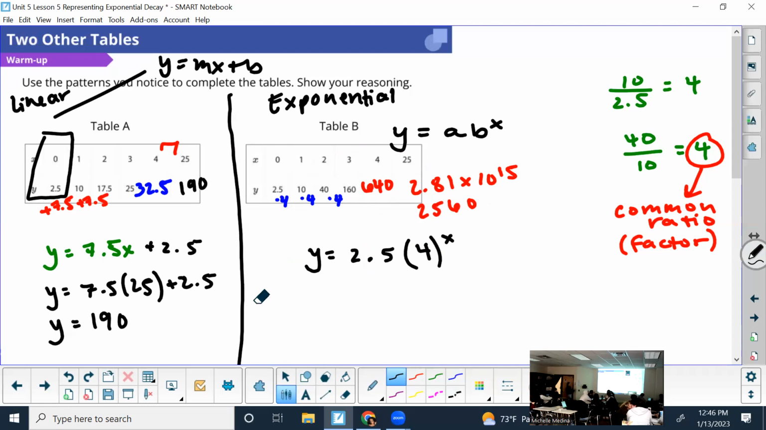You try it, you can test it out. When you put in 0, you do get 2.5. When you put in 1, you do get 10. But now it wants to know when I put in 25, what do I get?